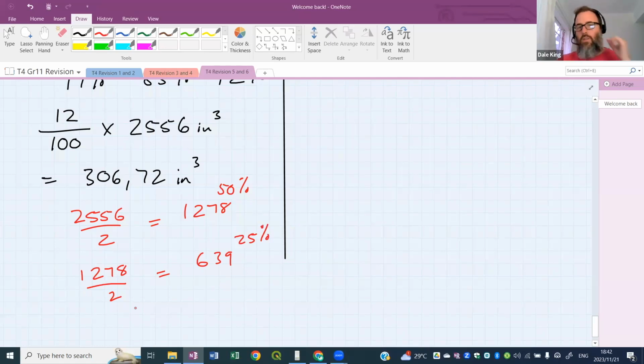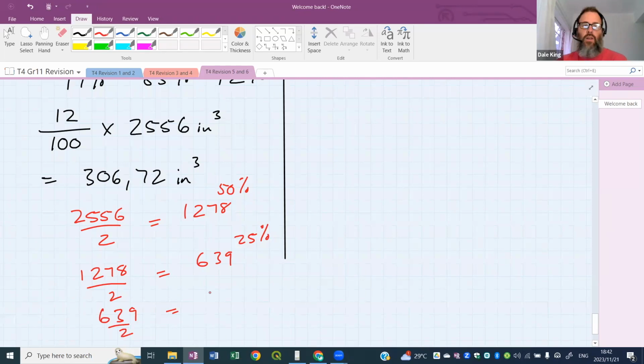Well, what if we take this quarter and we cut it in half? That's an eighth of the tank, isn't it? So 639, cut that in half. This will give us an eighth. Half of a quarter is an eighth, right?